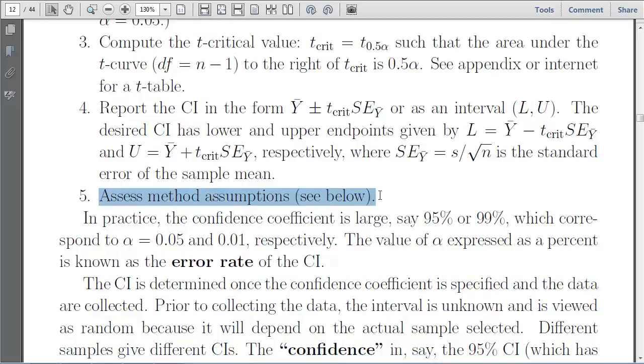I always put this last, but I always want you to do it first, is to check the model assumptions. In particular, is the sampling distribution of our sample mean normal, or close enough to normal to trust all of this hard work we just did with the confidence interval.